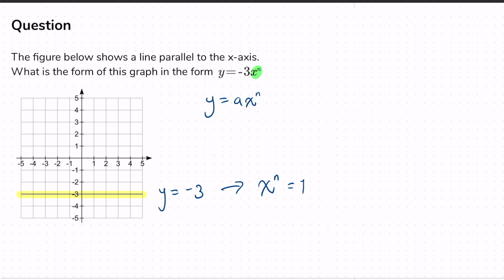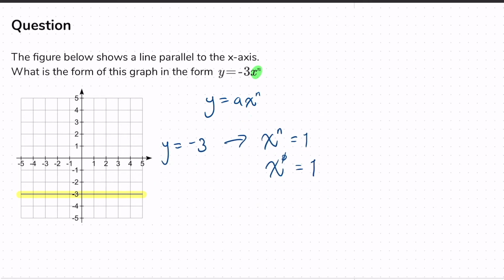So what value of n gives me this number, right? We're saying that for any value of x, and actually this is nice and easy, because there's only one way to do this, and that's if n is equal to 0. That's going to give me 1. So how can I write this in the form that it wants? Well, let's just move this up. It's going to be y equal to -3 x to the power of 0.